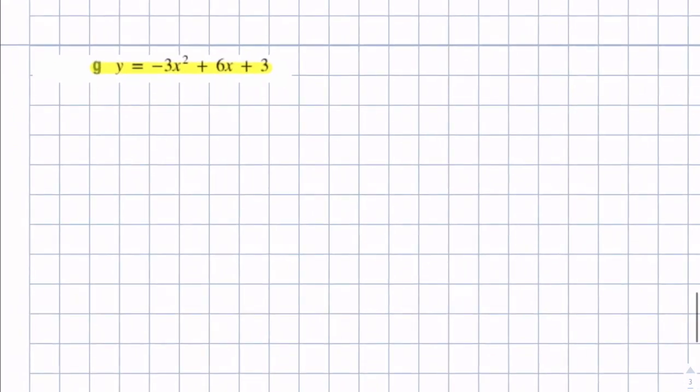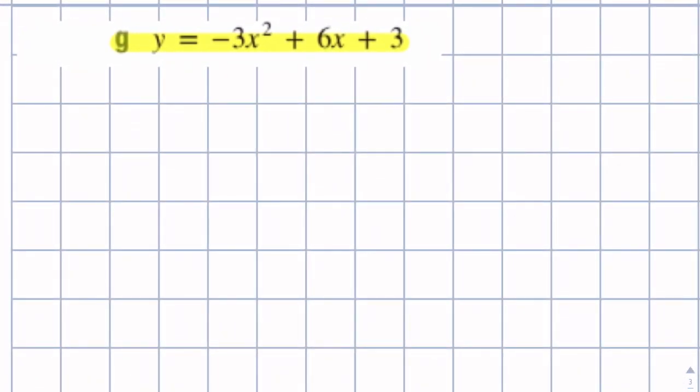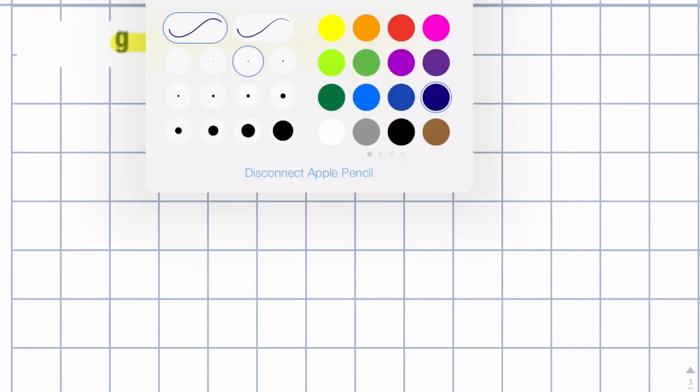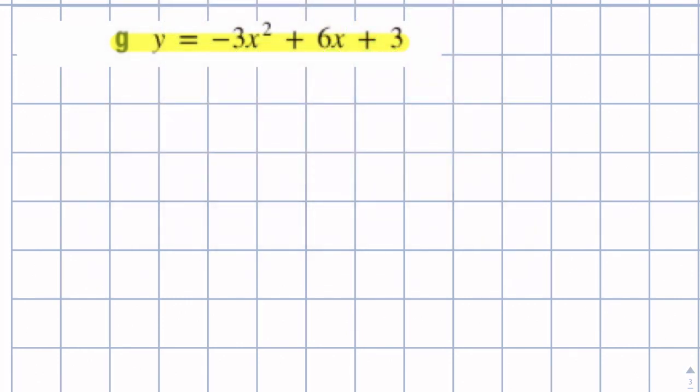Let's do y equals negative 3x squared plus 6x plus 3. The hard bit about this is that there's a negative in front of the x squared, which we're going to have to factorize out, because we want y equals a(x - h) squared plus k. We don't want anything in front of the x in the brackets, so we're going to have to factorize that out.